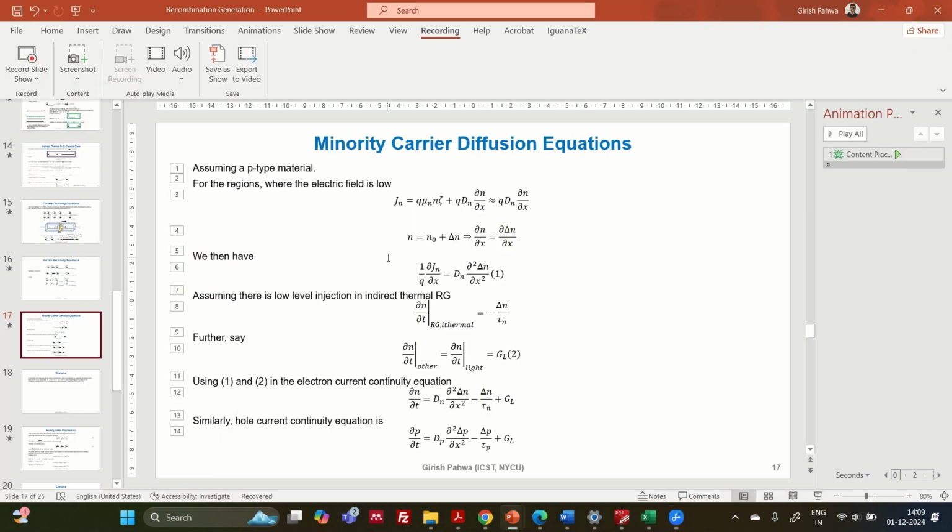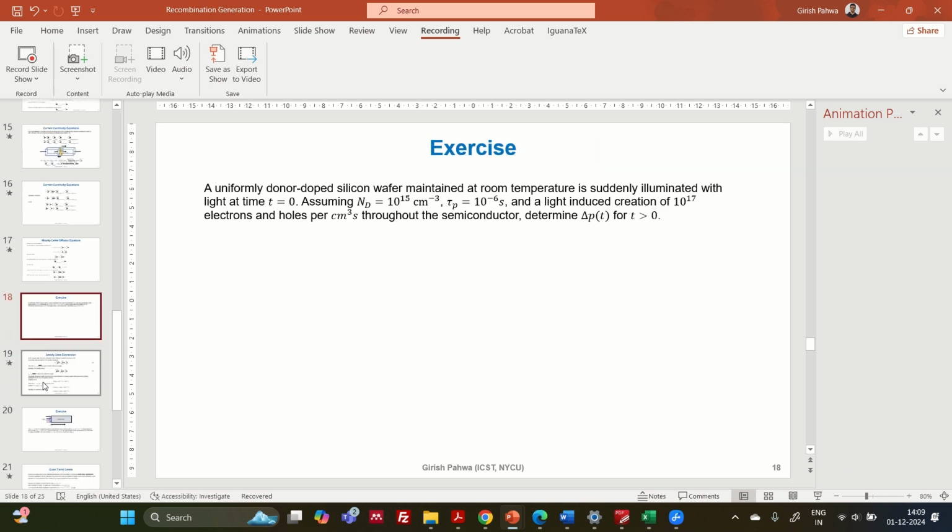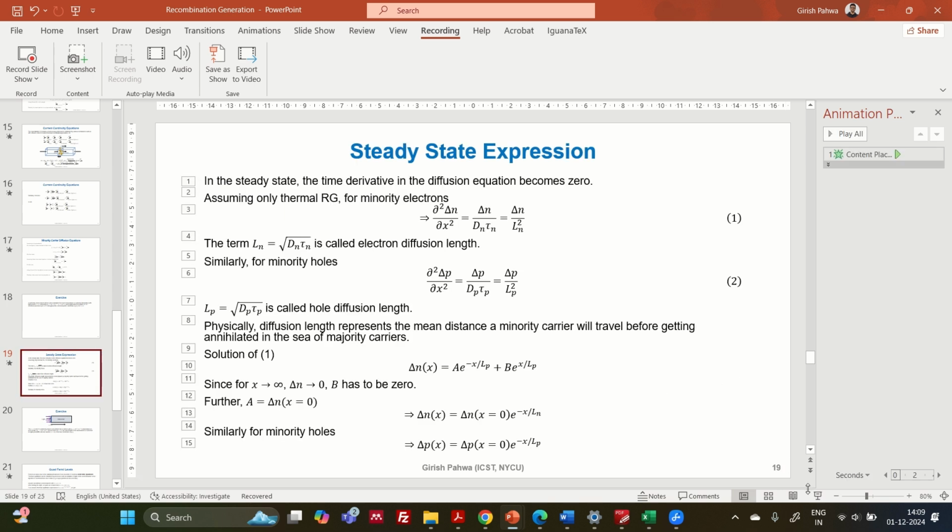Okay, so let's move further. We have this minority carrier diffusion equation and we have done some exercise. Now let's talk about the steady state expressions. Steady state means that nothing is changing with time. If you have electron concentration, it's not changing with time. If you have hole concentration, it is not changing with time. So that's your steady state. Okay, so in the steady state, what's going to become zero? What's going to become zero?